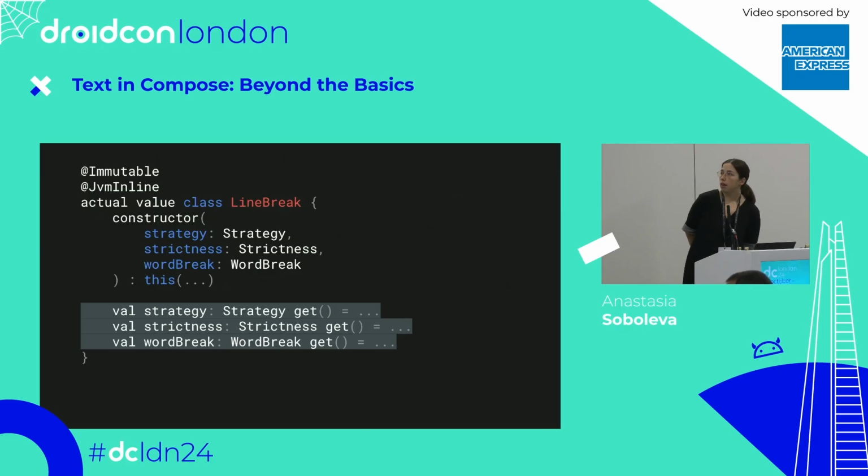So the line break API itself consists of three parameters. It has strategy, strictness, and word break. To understand a bit more what each means and when to use each, let's actually have a look at how the line breaking happens.